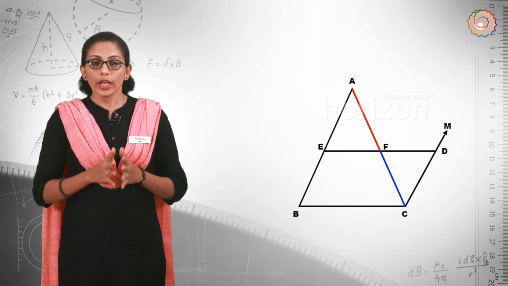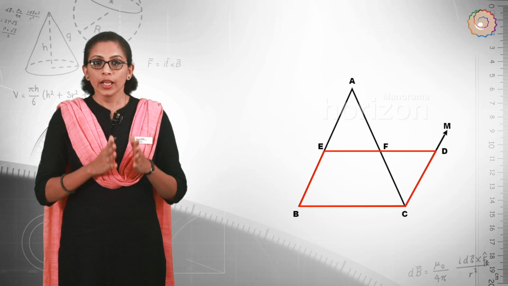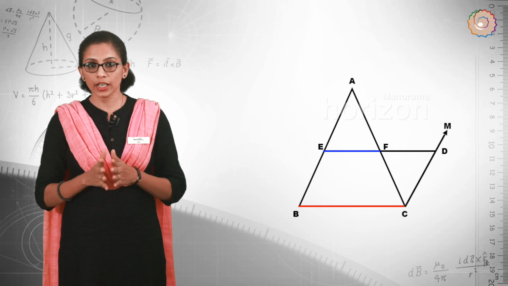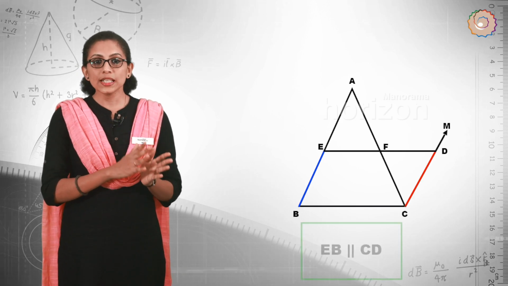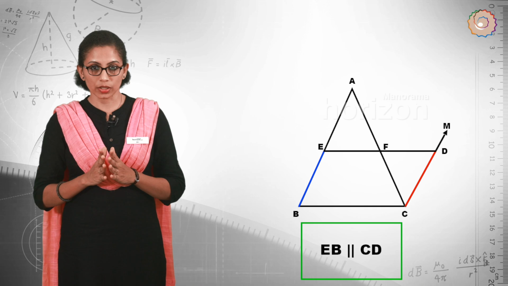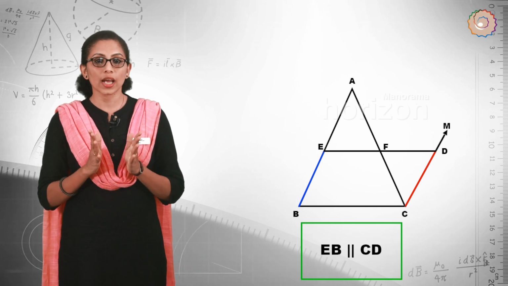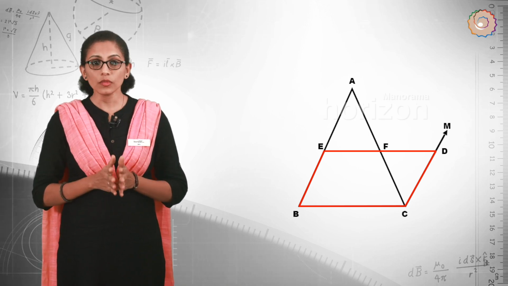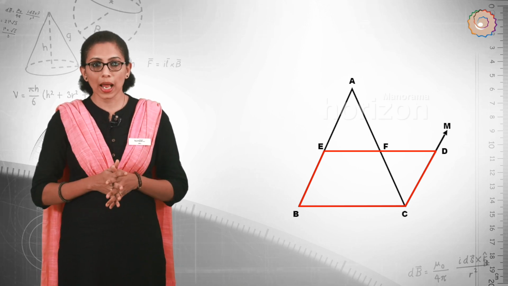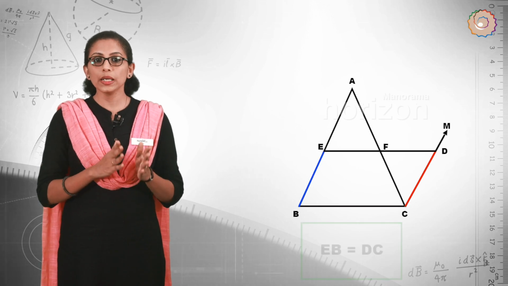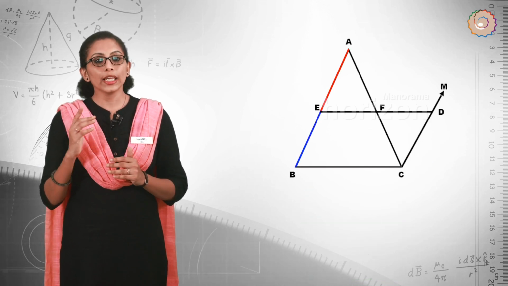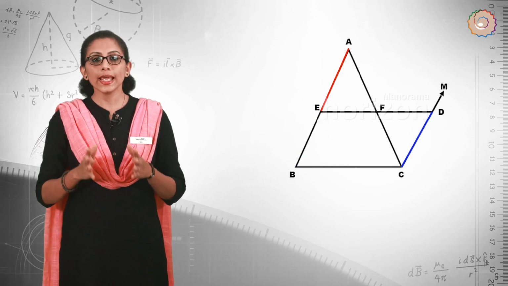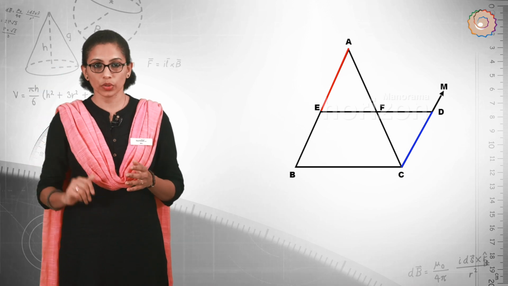Let's see the proof. In quadrilateral EBCD, ED is parallel to BC as EF is parallel to BC is given data. Now, EB is parallel to CD by construction. Since both pairs of opposite sides are parallel, we can say that EBCD is a parallelogram. Since the opposite sides of a parallelogram are equal, we can write EB equal to DC, but we know EB equal to EA. Why? Because E is the midpoint of AB. Hence, EA equal to DC. Mark it as equation number 1.